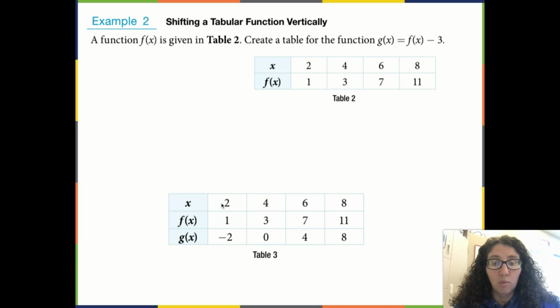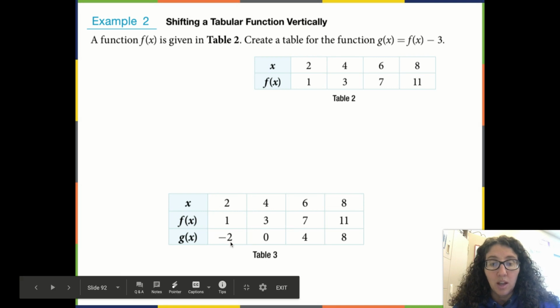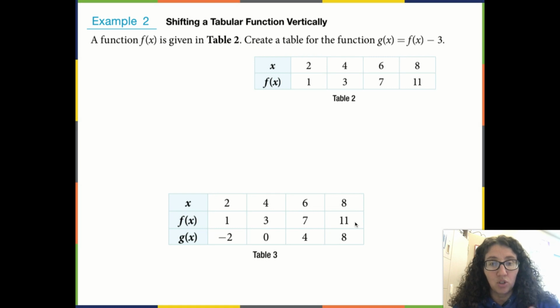We have our original input values and our original f of x values. The output values for g of x are just going to decrease by 3. So 1 minus 3 is negative 2, 3 minus 3 is 0, and so forth. So the output values just shift down by 3.